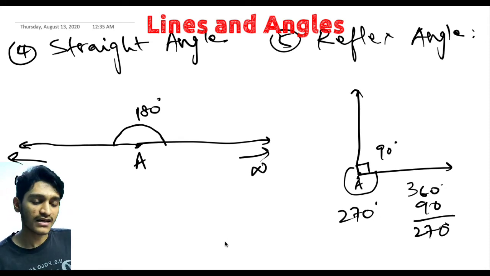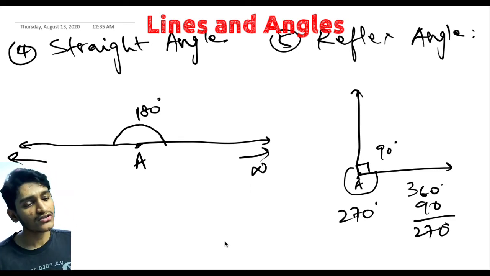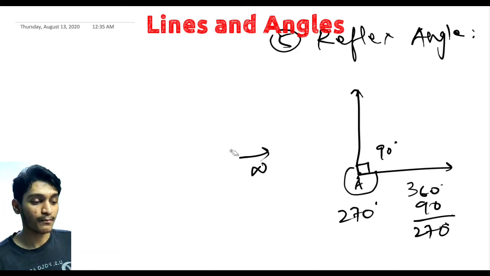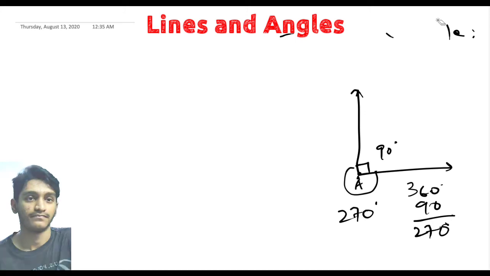Now I have effectively covered all the types of angles, which are the acute angle, right angle, obtuse angle, straight angle, as well as the reflex angle. So these are all the types that we had to see in this part. Now moving on, we will be seeing some properties of these angles.